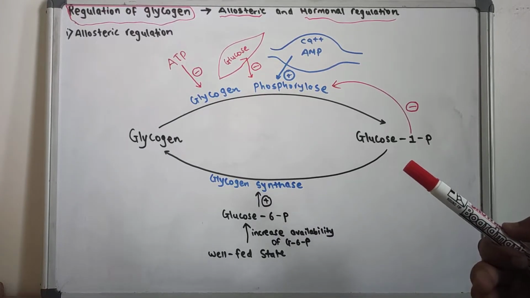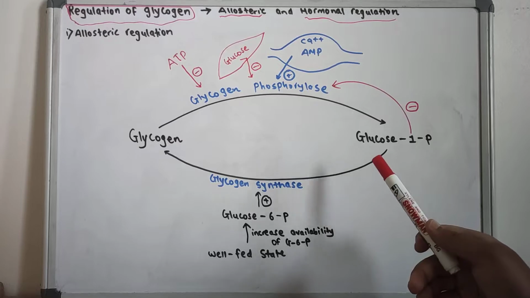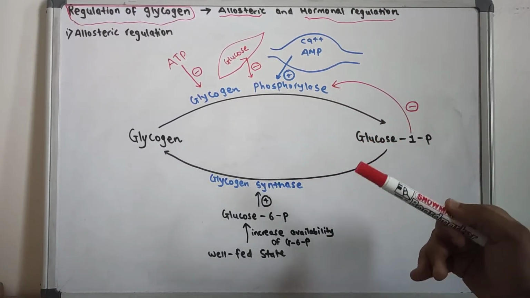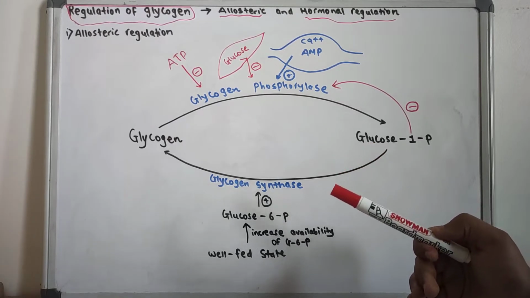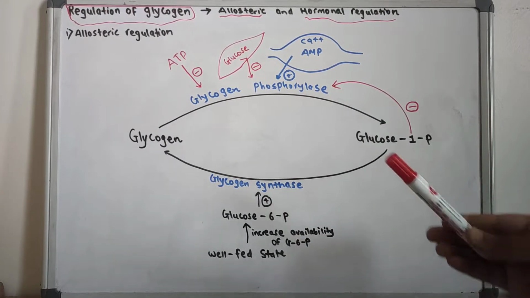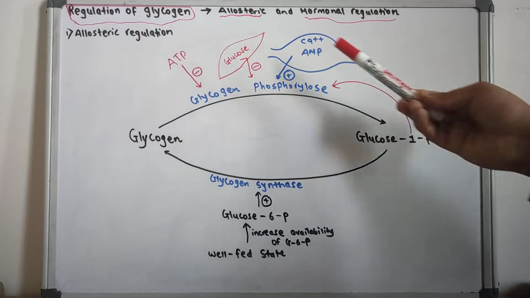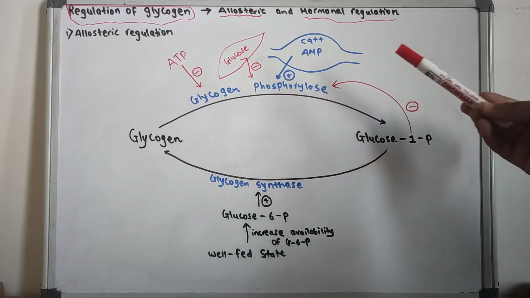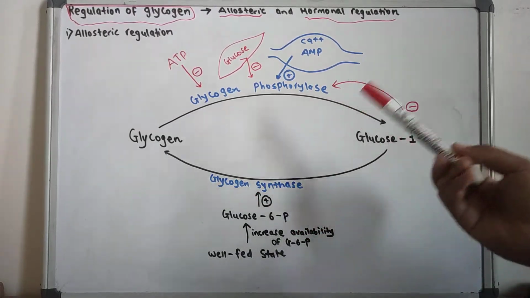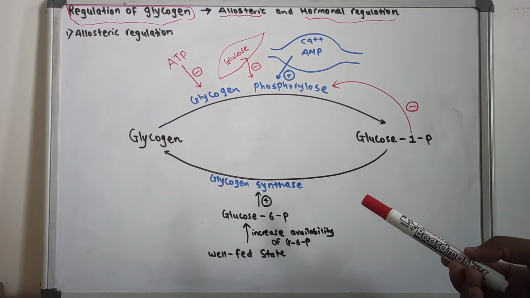Now knowing these steps and these rate limiting enzymes, the various allosteric factors act upon these enzymes to regulate glycogen. As I've already told you, there is allosteric regulation and hormonal regulation of glycogen metabolism. First we are going to talk about the allosteric regulation, and then hormonal regulation of glycogenesis and glycogenolysis. As you know, glycogen is converted to glucose 1 phosphate by glycogen phosphorylase, and glucose 1 phosphate is converted to glycogen by glycogen synthase. First, we'll talk about the conversion of glucose 1 phosphate to glycogen by glycogen synthase.